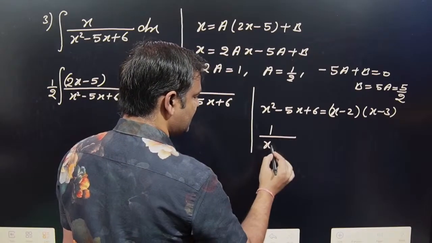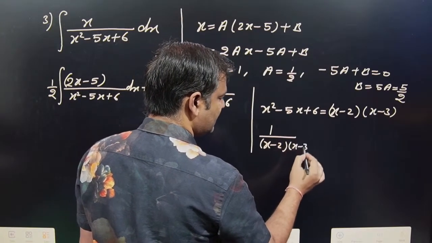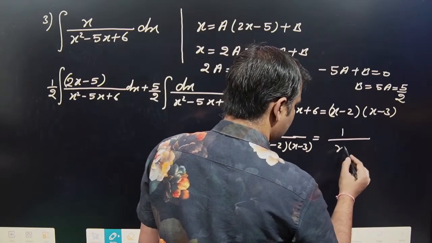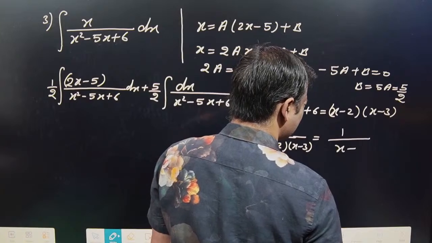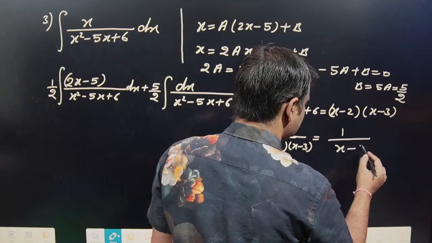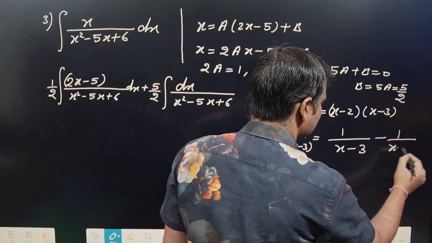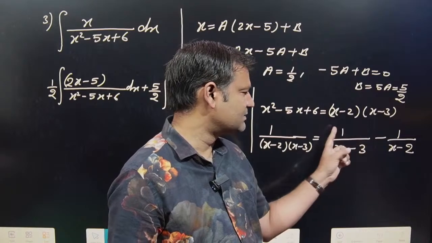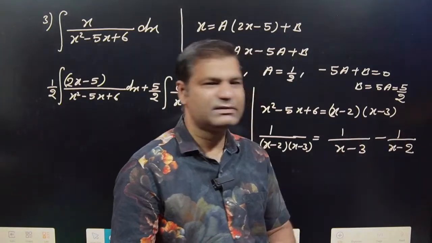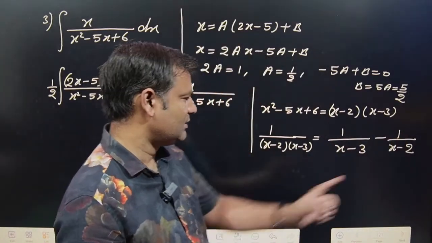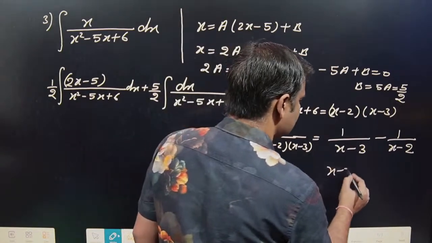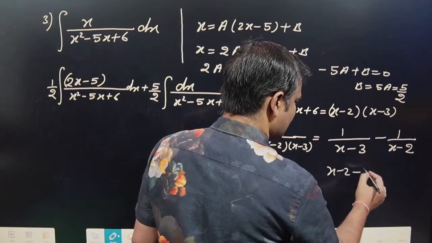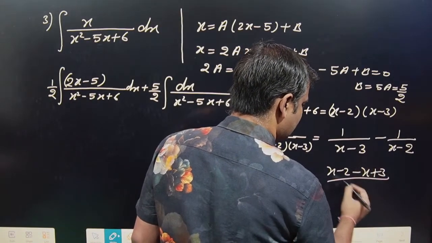So what about x minus 2 into x minus 3? That one is written as 1 upon x minus 3 minus x minus 2. Okay, take the LCM, then what do we get? x minus 2 plus x minus 3. If you take the LCM, then we get x minus 2 plus minus x plus 3, divided by the same thing.